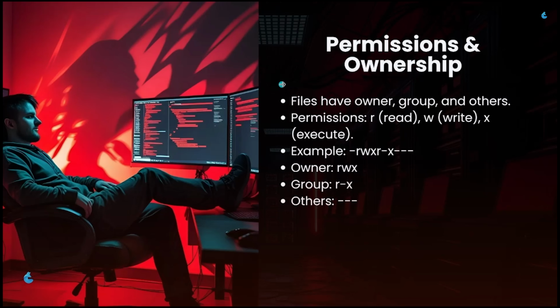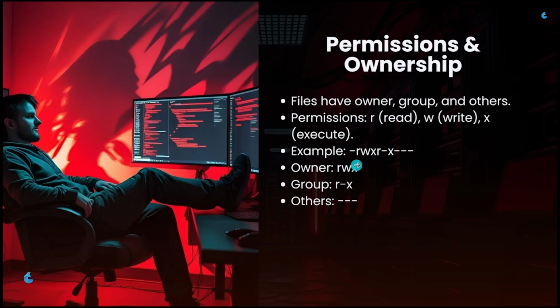Now finally we'll focus on the permissions and ownership part, right? Every file and directory in Linux is associated with an owner and a group, and permissions are defined for three categories: the owner, the group, and all the other users, also referred to as others, right? Permissions are expressed as read, write, and execute.